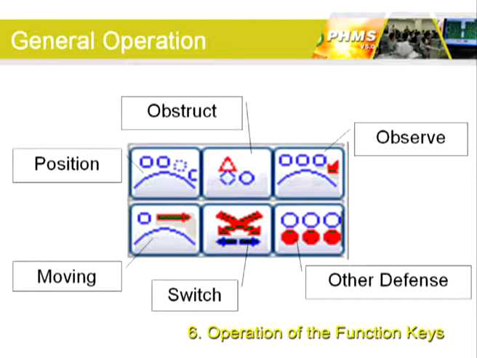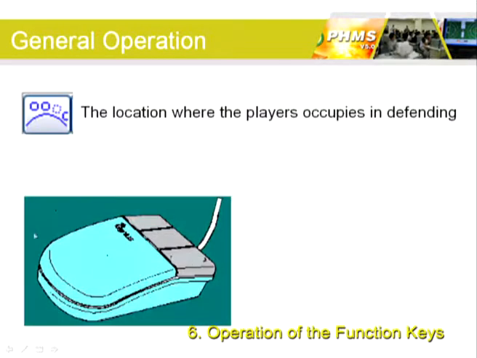Now, let's go through them one by one. The 6 are separately: position, abstract, observe, moving, switch, and other defenses. We will explain them one by one. Position. Position means the location where the players are in defending. So as defenders, you may form a style of your defending.